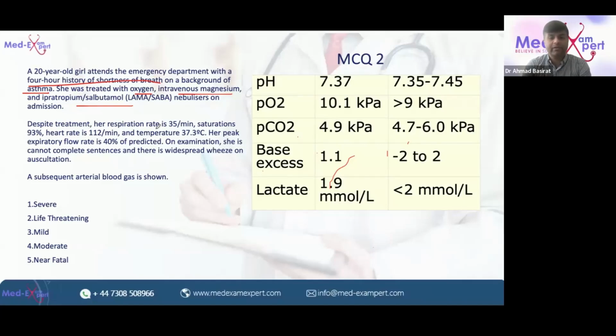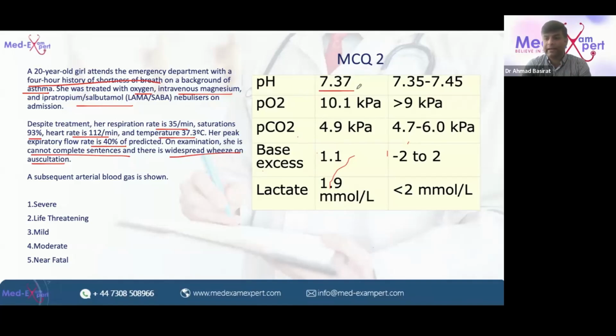Despite treatment, her respiratory rate is 35 per minute. Saturation is 93%. Heart rate is up. Temperature is okay. Her peak flow is quite down, 40% of the predicted. She cannot complete sentences, and there is a widespread wheeze on examination. So an ABG is shown here. Let's see, what does the ABG show?